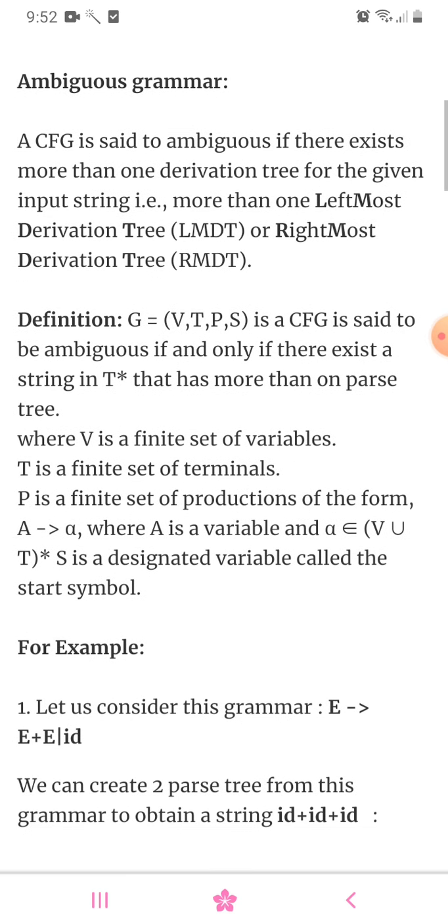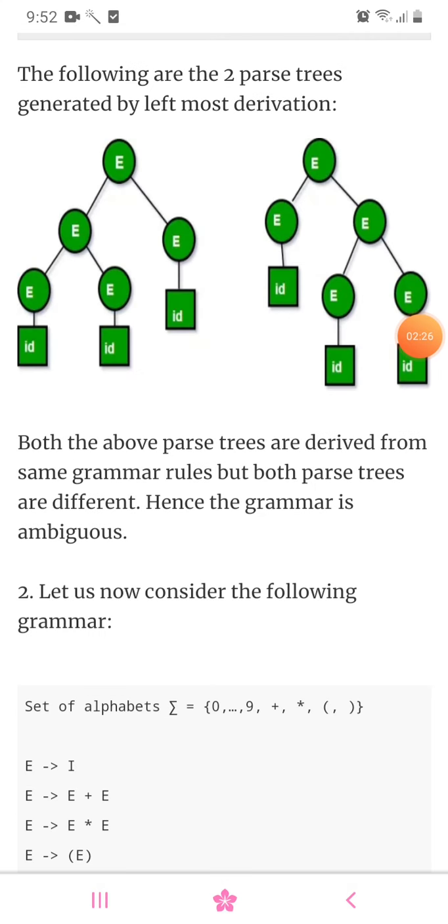For example, let us consider the grammar E gives E plus E or ID. We can create two parse trees from this grammar to obtain the string ID plus ID plus ID. The following are the two parse trees generated by leftmost derivation.